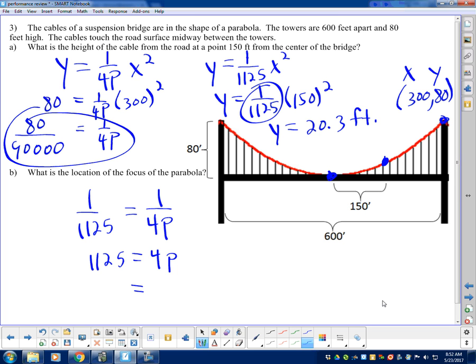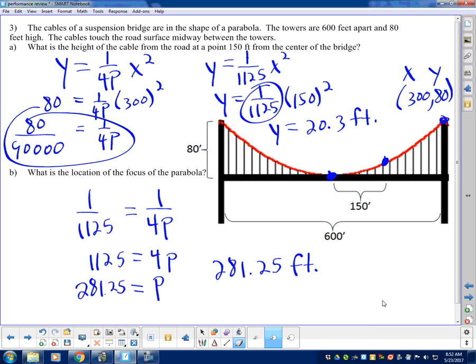So 1125 divided by 4 gives me a P value of what? 281.25. Okay. So the focus is 281.25 feet above the origin. So that's problem number 2.